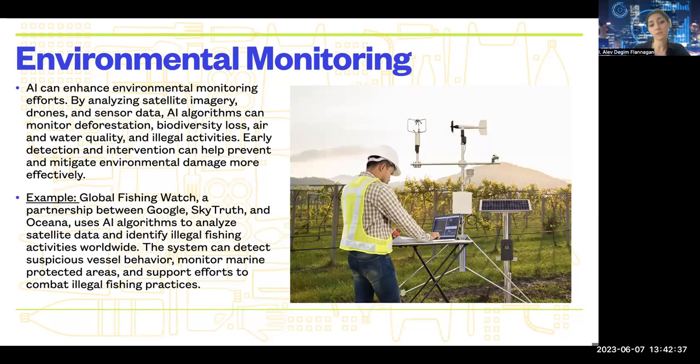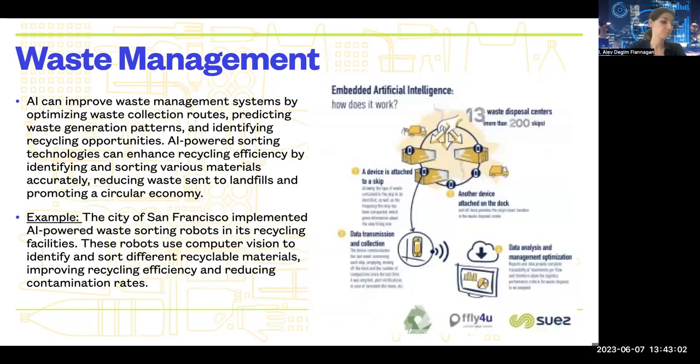An example for this is Global Fishing Watch, a partnership between Google, SkyTruth, and Oceana that uses AI algorithms to analyze satellite data and identify illegal fishing activities worldwide. And the system can detect suspicious vessel behavior, monitor marine protected areas, and support efforts to combat illegal fishing practices. AI can also help with waste management.